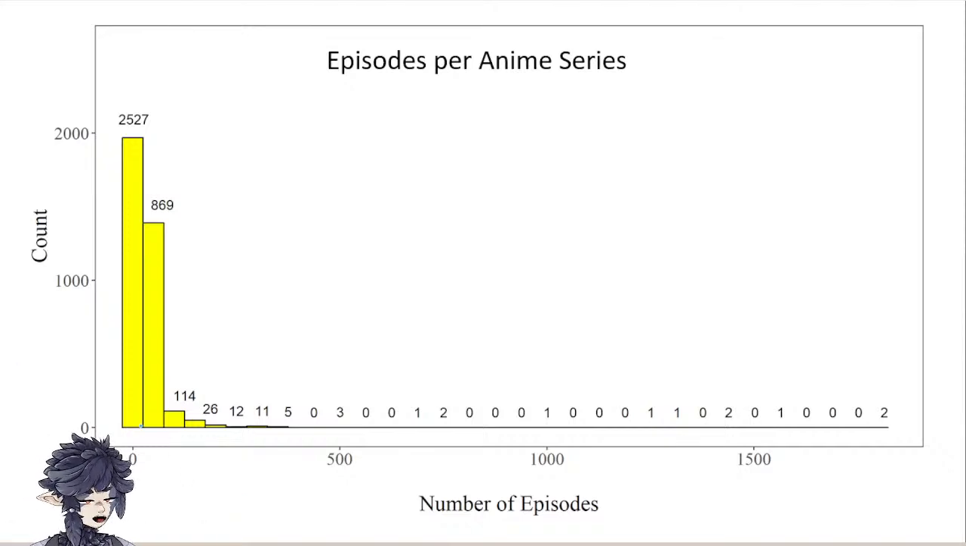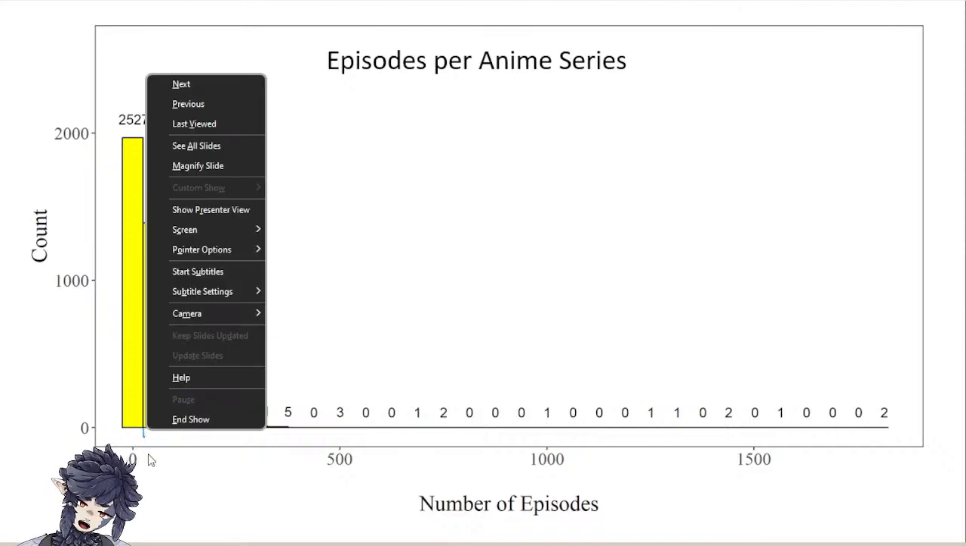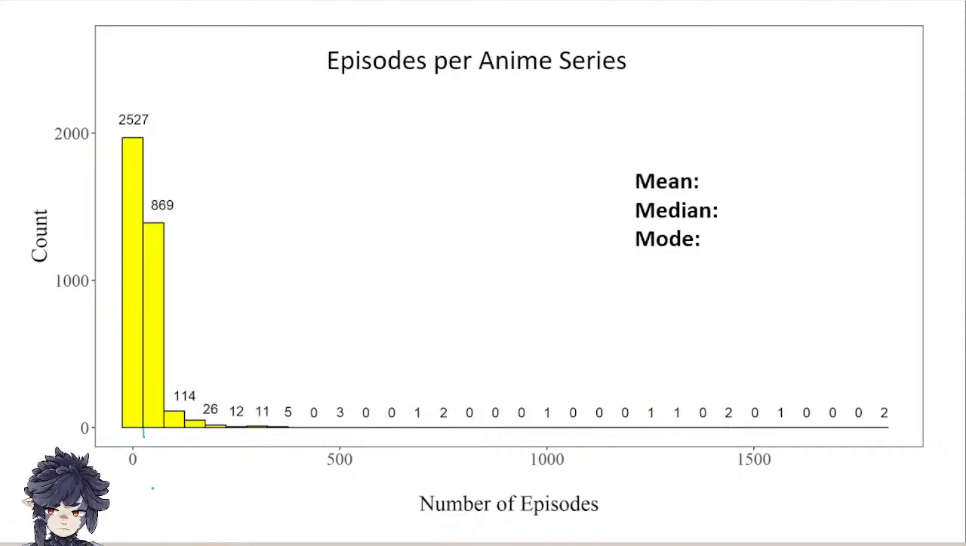I think I probably made the breaks 20 or something like that. 20 wide bins or something along those lines, maybe even 50, I'm not sure. Either way, taller bars indicate more anime that are that length. Shorter bars indicate fewer anime that are that length.